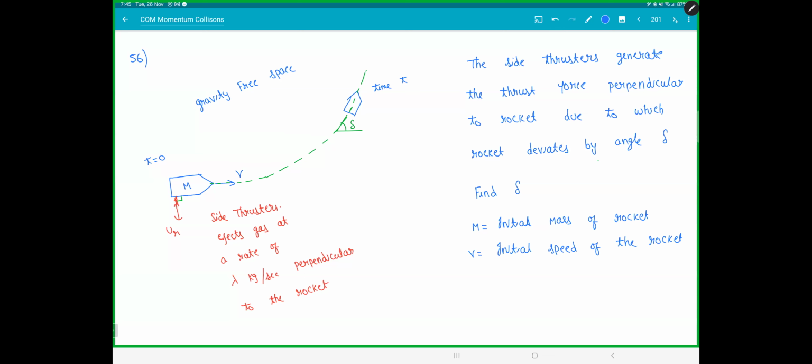Tan inverse U lambda T by V. Yeah, how did you get tan inverse? It's not about the minus sign. Tan will not come. I hope the question was clear, everyone.